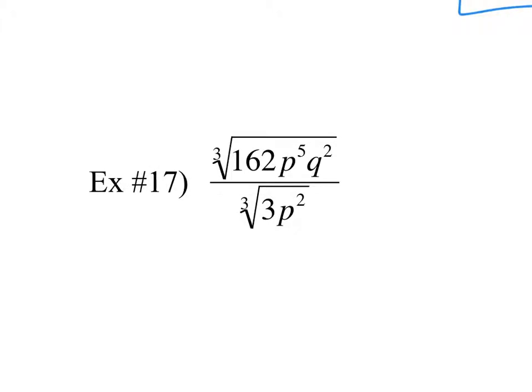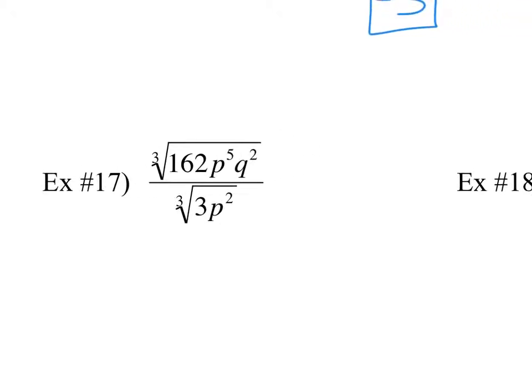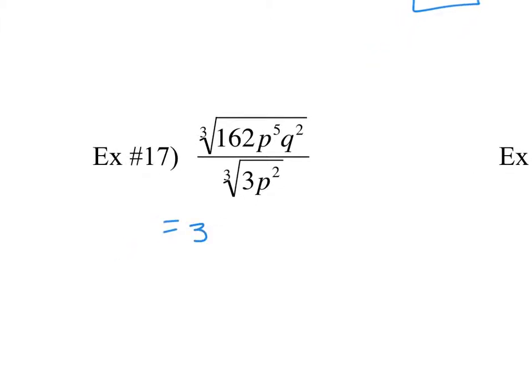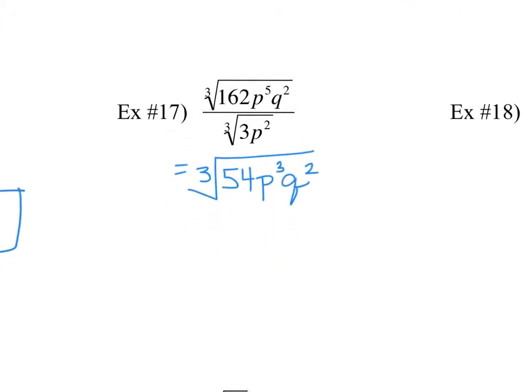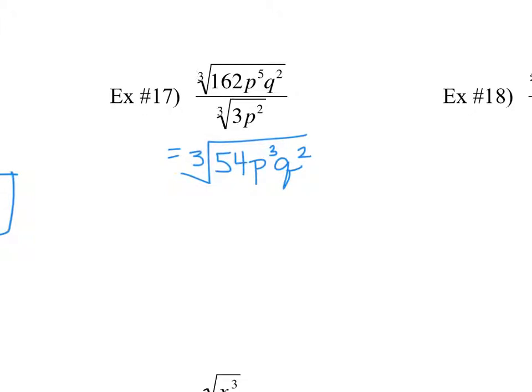17. Wow, that looks like a lot, doesn't it? Don't forget to do these. Okay, we're on 17 now. You just got back? So here we go. Divide. What's 162 divided by 3? 54, good. 54. And then what's p to the 5th over p squared? P to the 3rd, subtract your exponents, and then q squared. All right, so your first step is to divide. Divide the numbers, subtract the exponents. And now let's go ahead and simplify this.